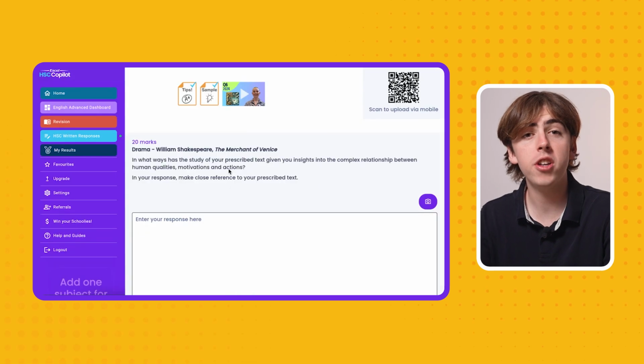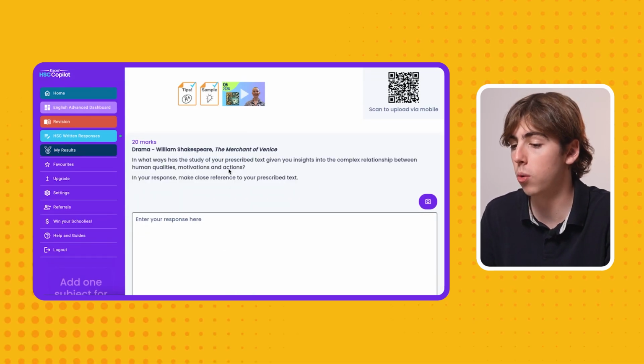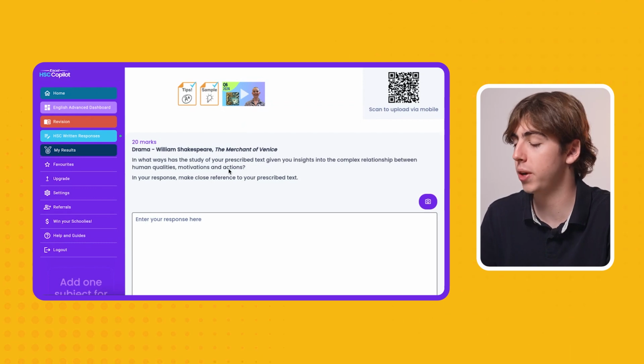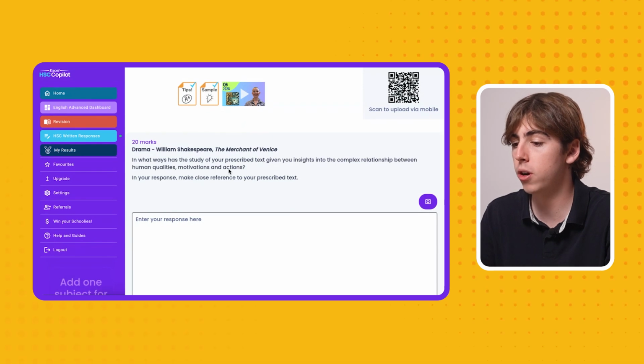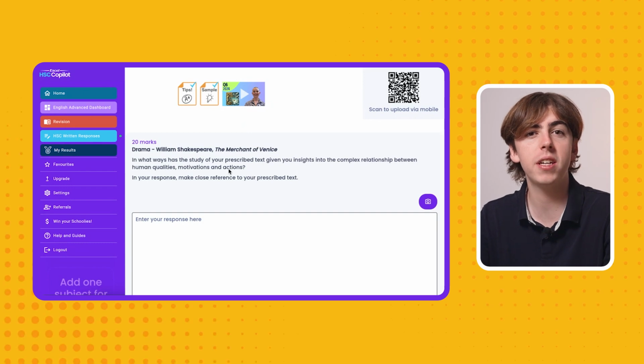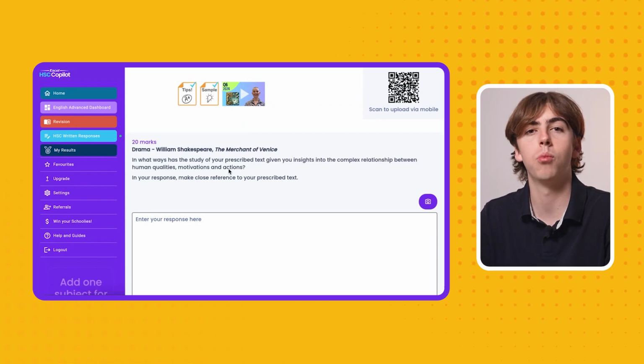So when you get a question like the one in the 2024 HSC Advanced English Paper 1, asking in what ways has the study of a prescribed text given you insights into the complex relationship between human qualities, motivations, and actions, you need to do more than identify what motivates the characters. You need to show how Shakespeare constructs these motivations through language, irony, contrast, and structure, and what insights that gives you as a student. That's why this matters.